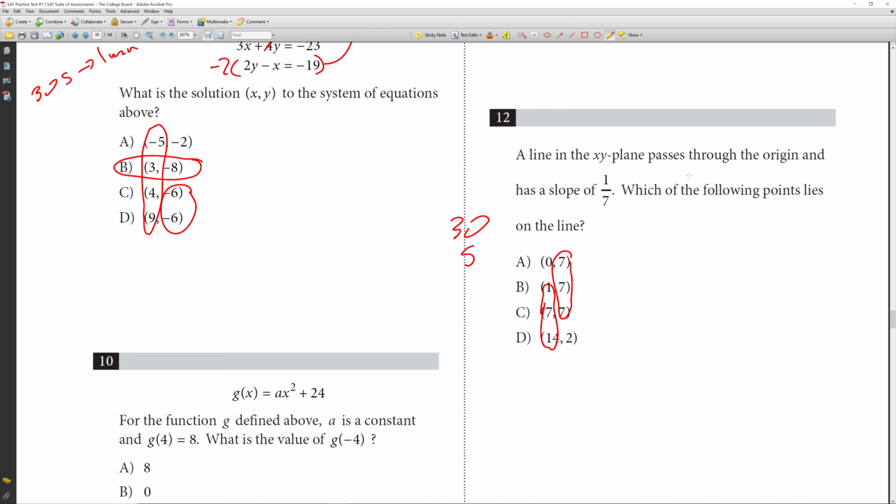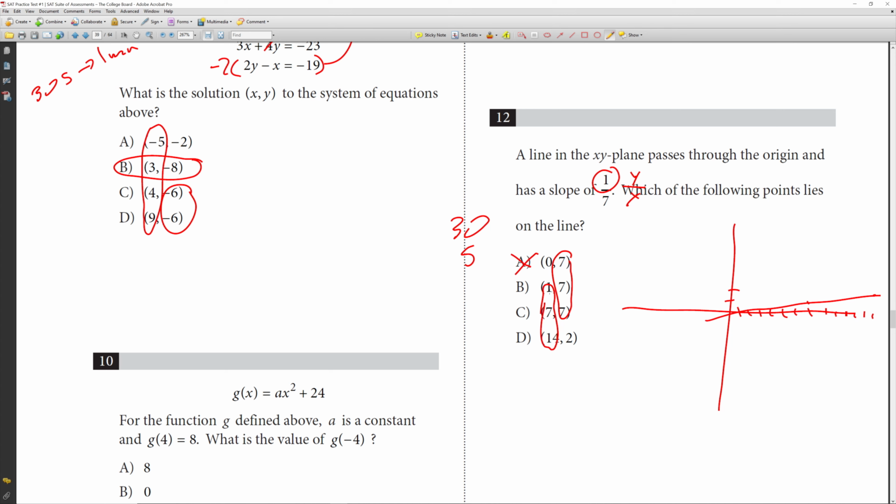A line in the xy plane passes through the origin and has a slope of 1 over 7. Top number, change in y over change in x. That's the meaning of a slope. So let's draw this real quick. Passes through the origin. So it goes up 1 over 7. Up 1 over 7 is about here, and the next one about here. That is my line. Which of the following points lie on that line?